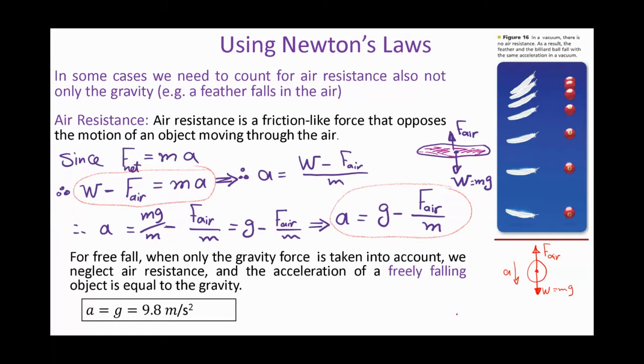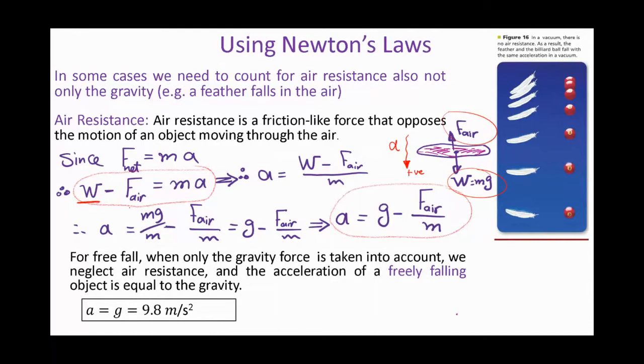Here I have two forces: the weight, which is mass times gravity, a downward force, and the air resistance, which is opposite to the motion. Let's say the motion here is downward, so the acceleration is downward. So I will apply Newton's second law on this object. The net force equals mass times acceleration. I will take the positive direction to be the direction of acceleration, so I will take the weight to be positive and the air resistance to be negative.